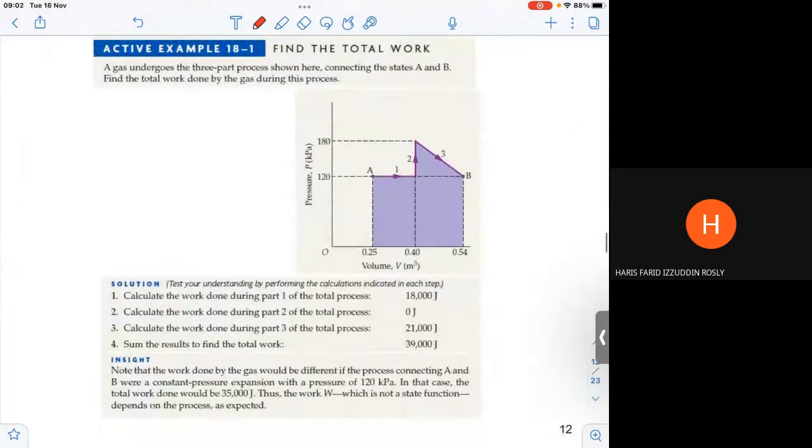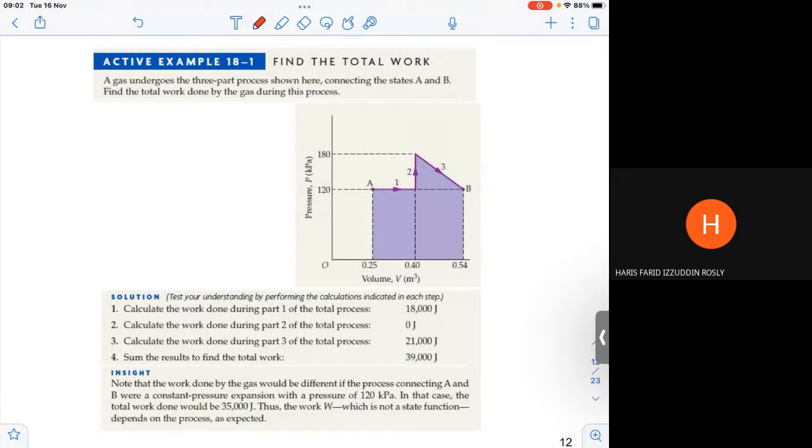So, for example, this part. A gas undergoes a three-part process shown here, connecting the states A and B. Find the total work done by the gas during the process. So again, the total work done by the gas during this process is from A to B. You need to calculate everything on the purple parts, which is also the area under the graph.